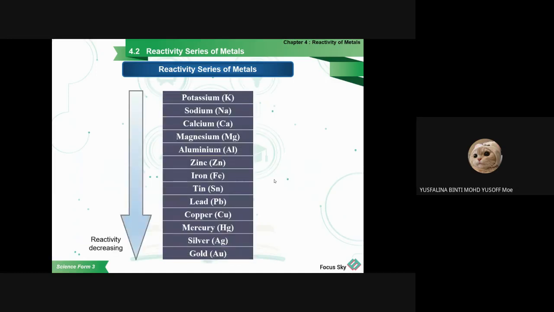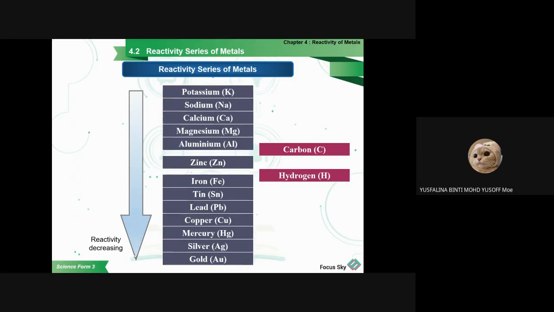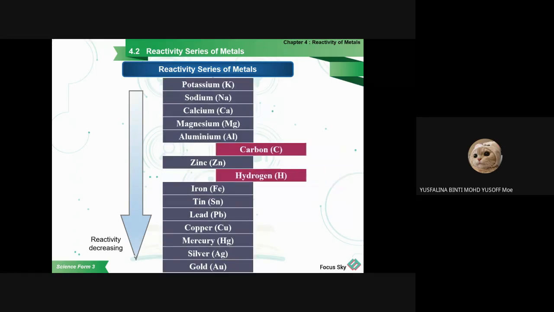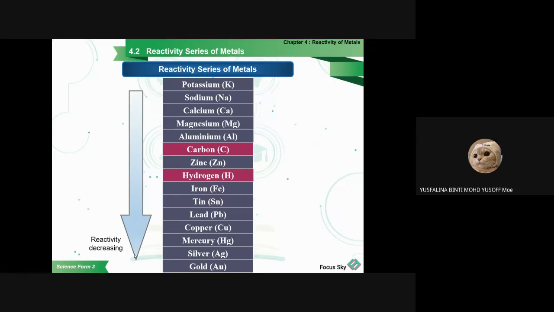So now this is the one. From the upper part to the lower part, the reactivity is decreasing. So we add the carbon and the hydrogen. So this is the series of metals. This one you need to remember.